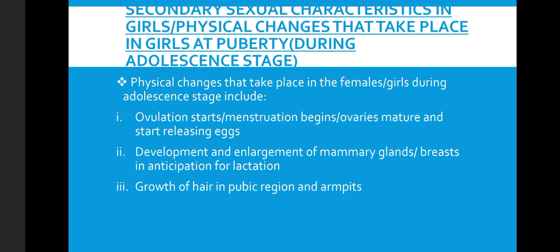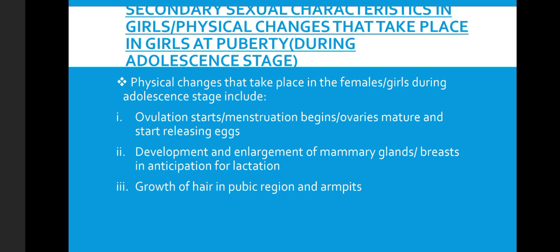Ovulation is also called, you can also talk about menstruation beginning at that time. At the same time, you can also say that ovaries will mature and start releasing eggs. Change number 2 that will occur in girls during puberty is the development and enlargement of the mammary glands. The mammary glands, we also call them the breast, and this one normally occurs in anticipation for lactation.